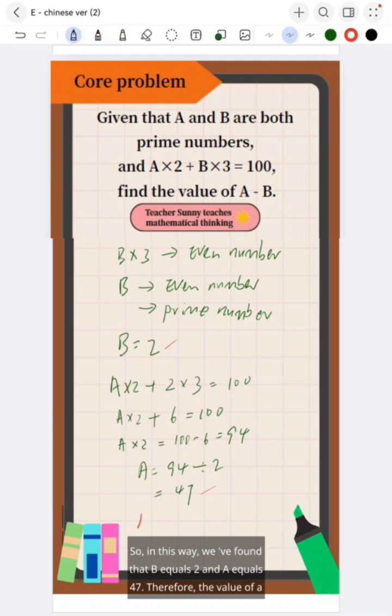Therefore, the value of a minus b can be easily calculated. 47 minus 2 equals 45.